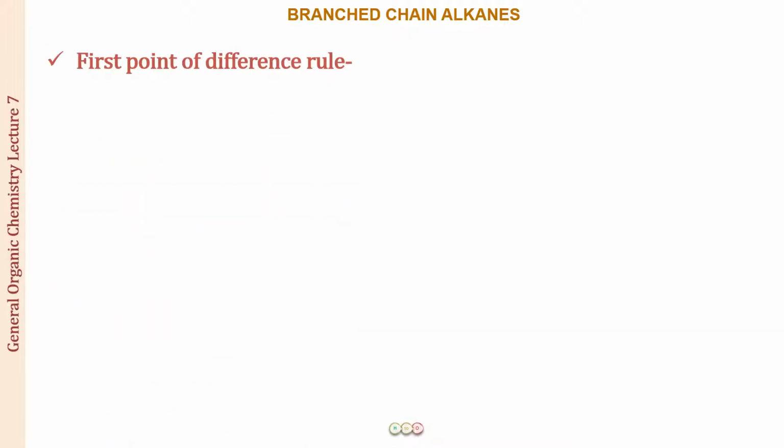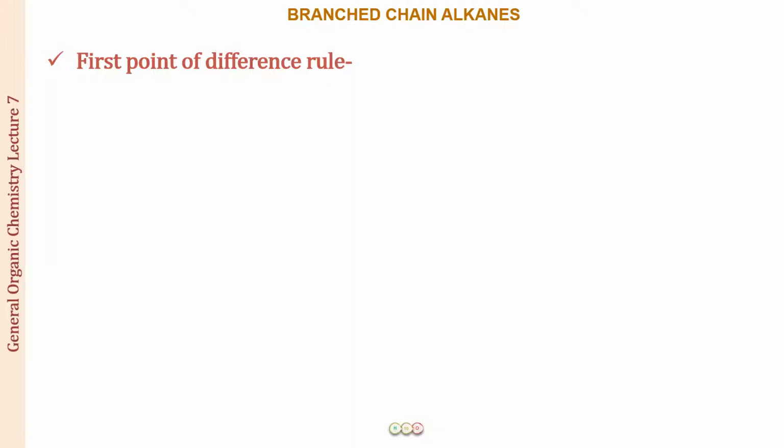Now what we have learned so far is that first we will be choosing the parent chain, which is going to consist of the maximum number of carbon atoms, right? And after we have chosen that, we have to number the parent chain in such a way that the alkyl groups, the substituents present on the parent chain, get the lowest number possible.